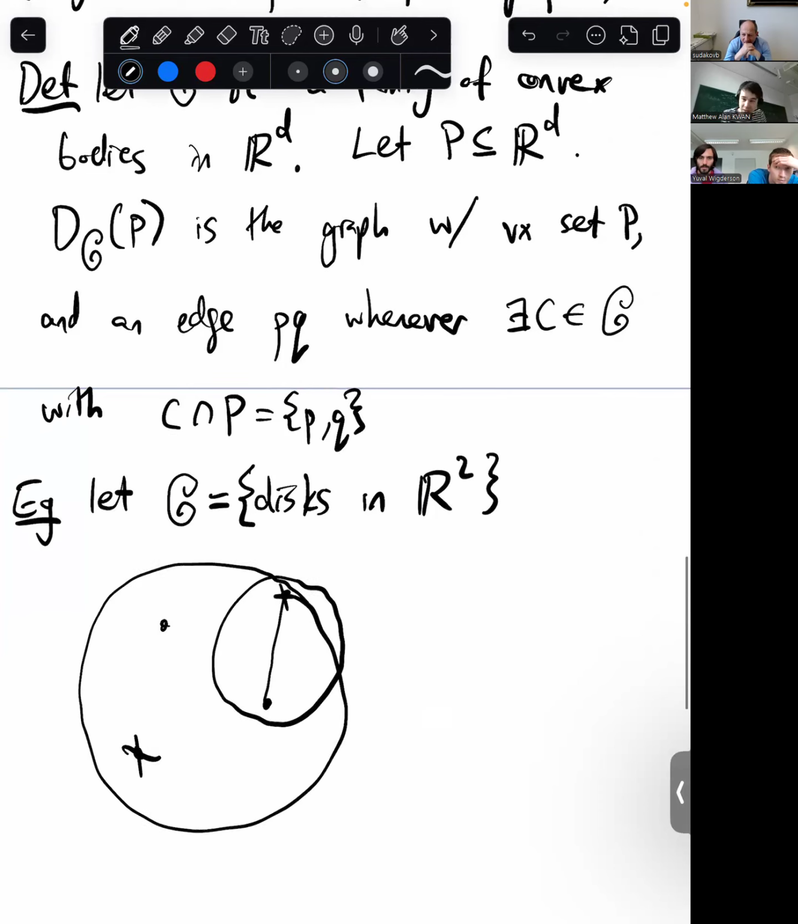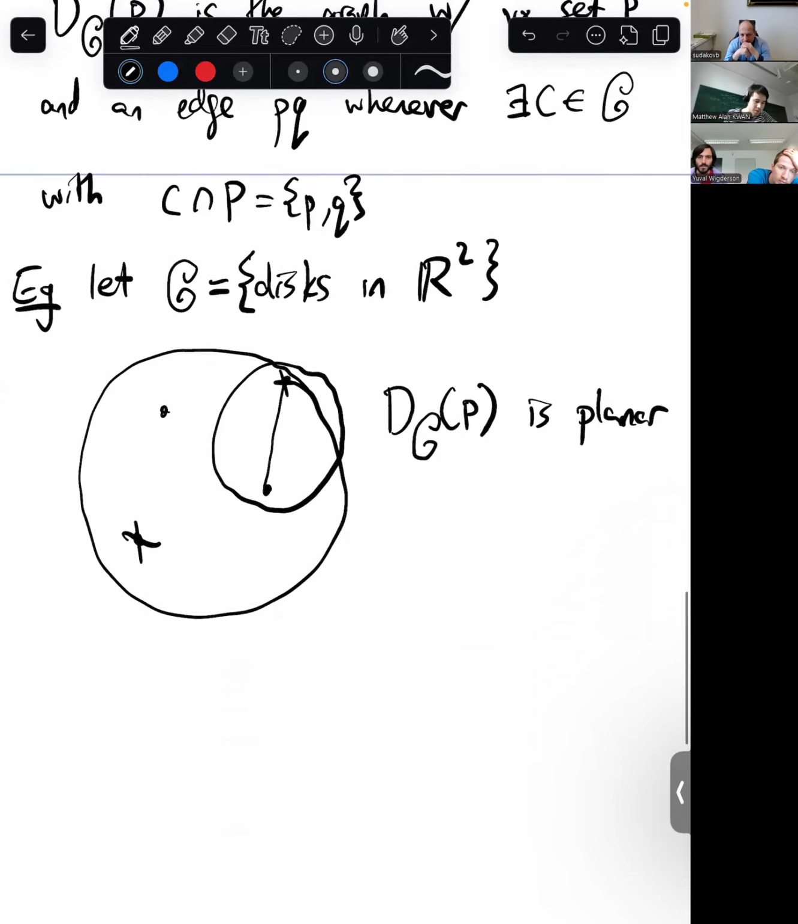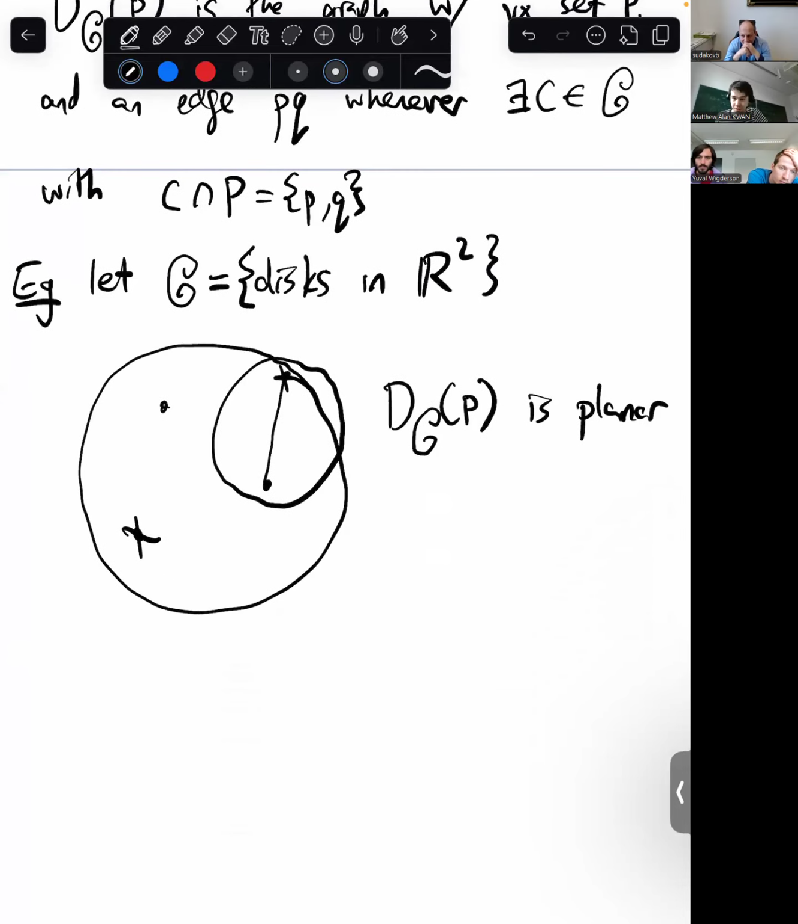In this particular case, where the convex bodies are disks in R squared, it's not hard to see that Delaunay graphs are always planar. In fact, they're a very special type of planar graph. It's a triangulation of the set of points called the Delaunay triangulation. It has lots of special properties and is very important in computational geometry. So at least if you make this choice of curly C, you do get planar graphs, so they have bounded chromatic number.